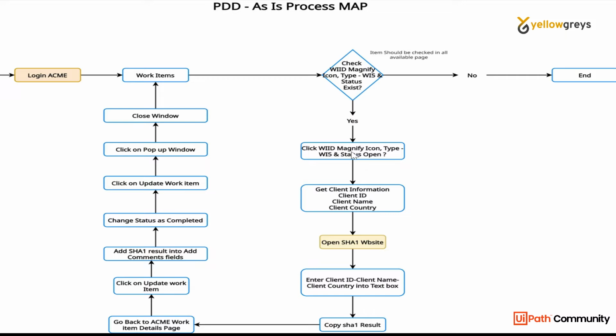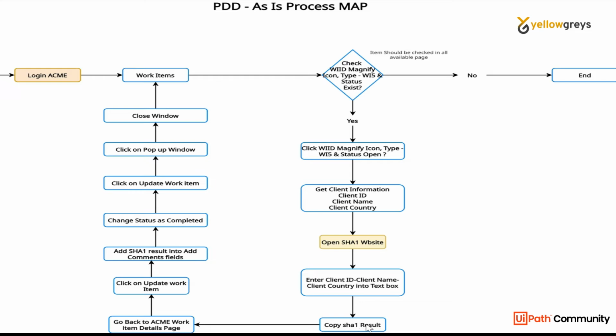After clicking the magnify icon, they get the client information, where they need to capture the client ID, client name, and client country. Then they open the SHA1 website, which is a different website. There a text box is populated, and they enter client ID hyphen client name hyphen client country. If they click on search, they get the SHA1 result, and they need to copy that result.